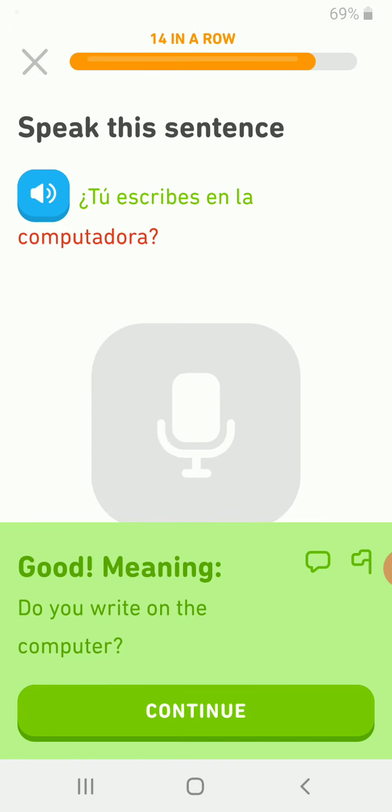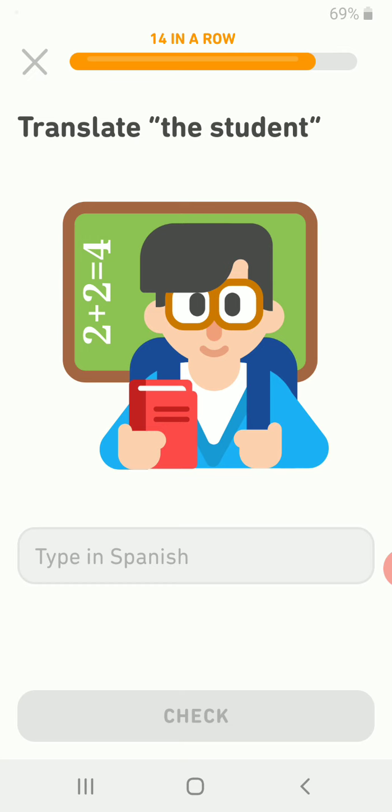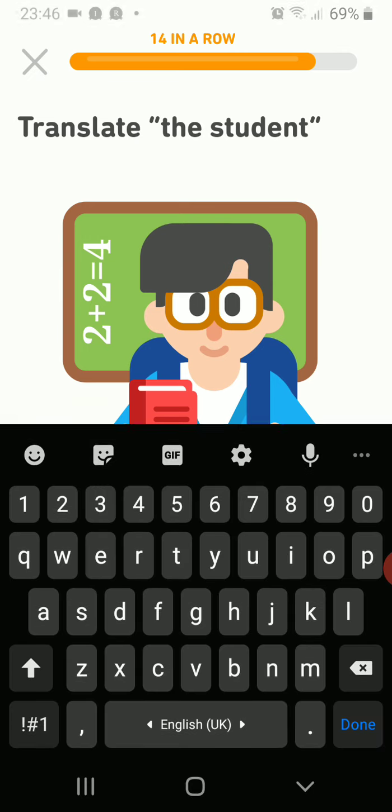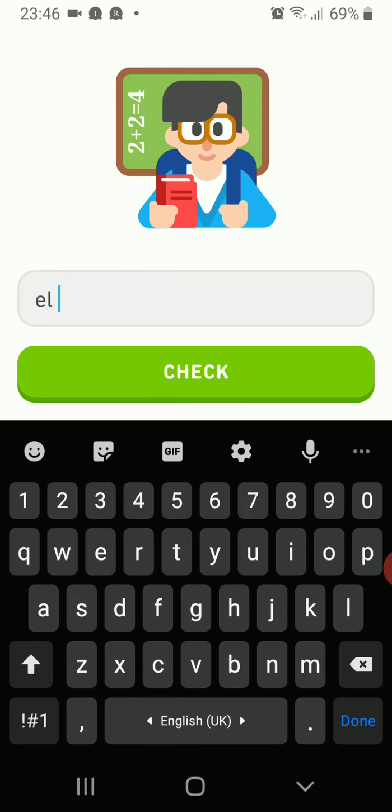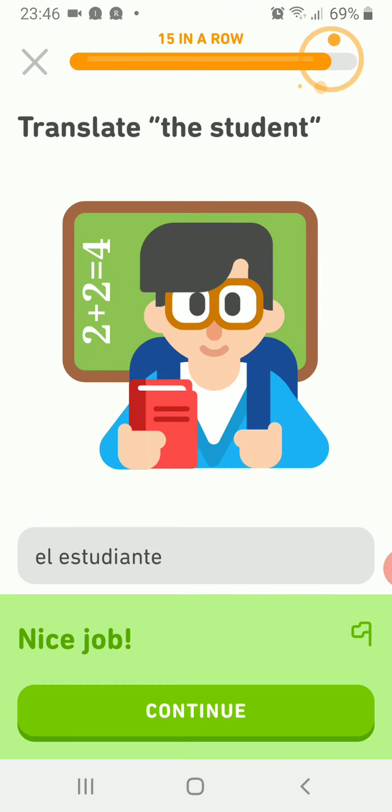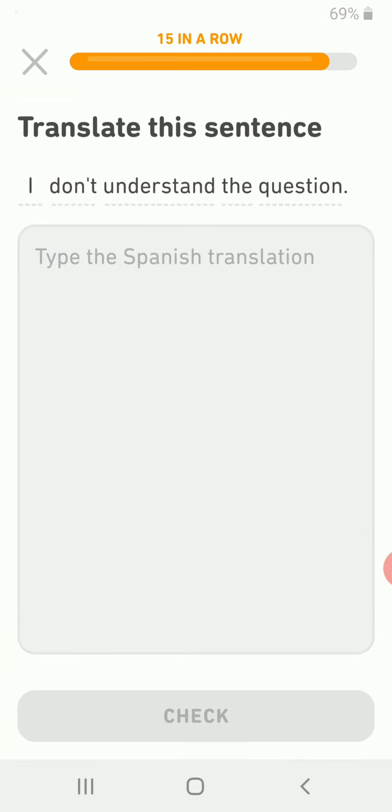So let me try again. Computadora. And here is the student. So él es tu estudiante. Is it estudiante or estudiante? Well, let's see. It's correct. It's not dient, but diante. Estudiante. I don't understand the question.